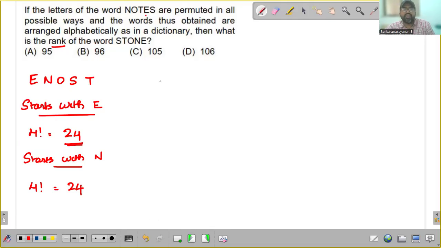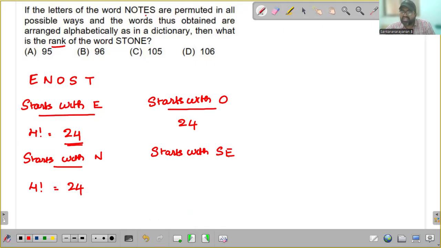Okay. In the same way, those words that start with O, that also will correspond to 24. Okay. Now, the number of words that start with SE. I am fixing S, I am fixing E. SE. So 2 are fixed, 3 are remaining. So the number of ways I can arrange the remaining 3 letters will be 3 factorial.